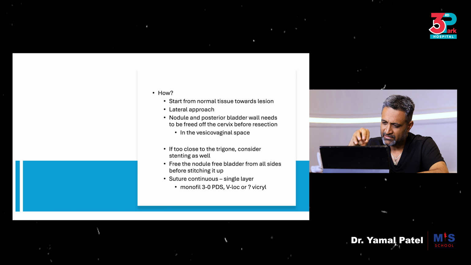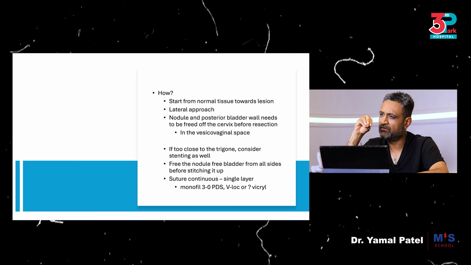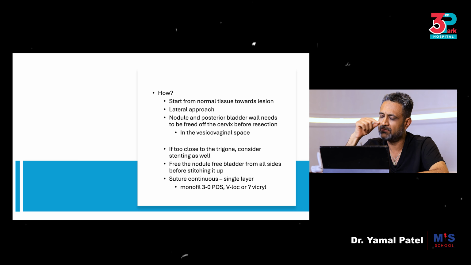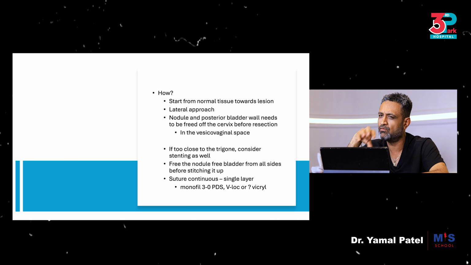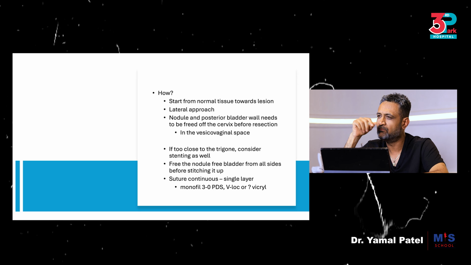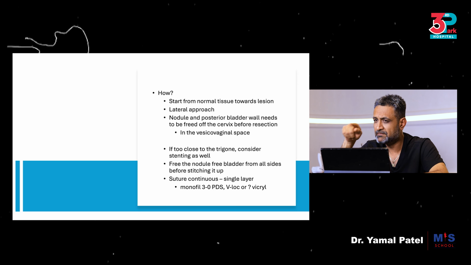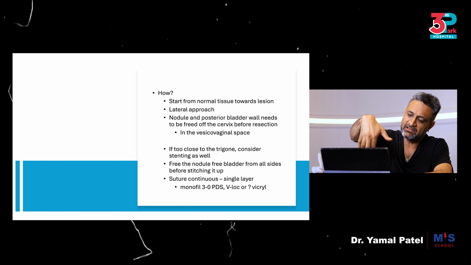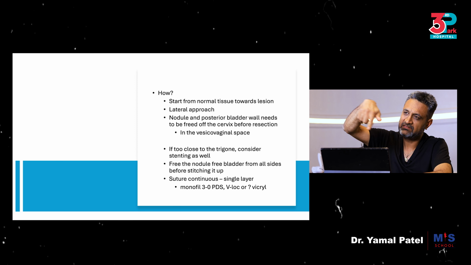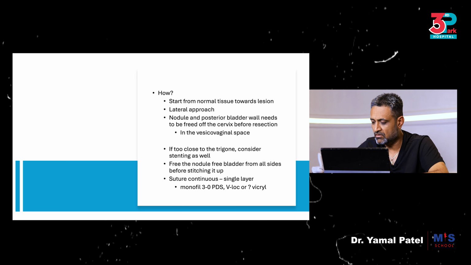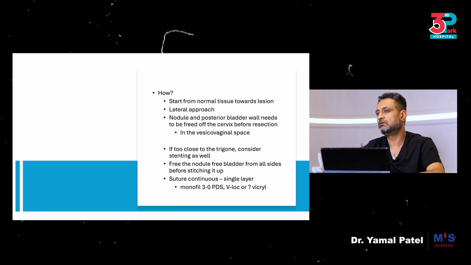So it's not enough to just take a part of the nodule. If you don't free it from the rest of the mucosa and the wall of the bladder, it will recur and continue growing. So you'll have to open the bladder up and now attack it from the inside, seeing the lesions, and then excise the whole of that nodule out before closing it up.